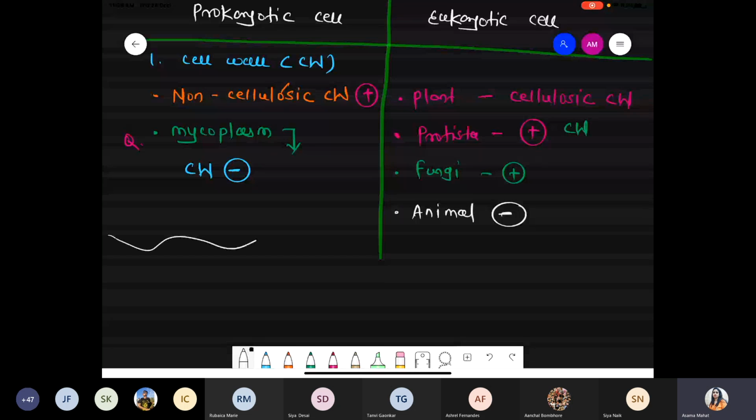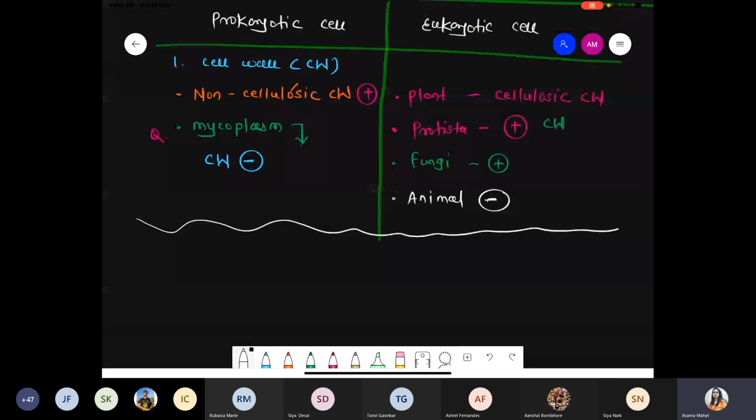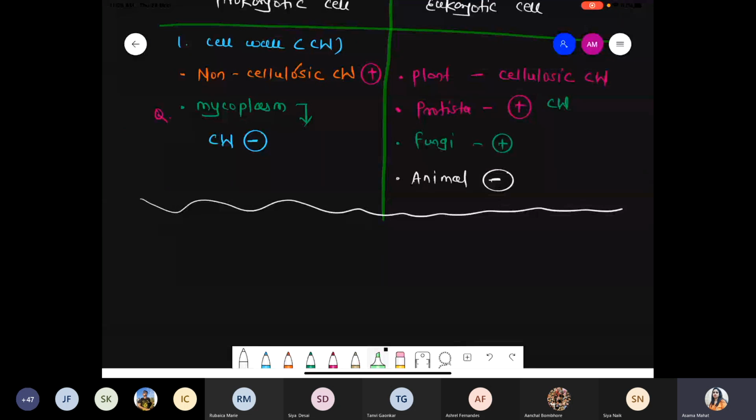Next point we are talking about, number second parameter, that is plasma membrane. Plasma membrane is also called the cell membrane. So both in case of the prokaryotic system as well as the eukaryotic system, plasma membrane is present.